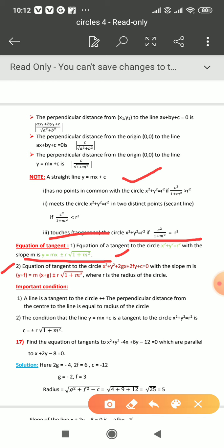Okay. So equation of the tangent to the circle s is equal to 0 with the slope m, remember, is y plus f is equal to m into x plus g plus or minus r root of 1 plus m square. This is the equation of the tangent with the slope m. This is the tangent in the slope form. There are another three formulas for tangents.